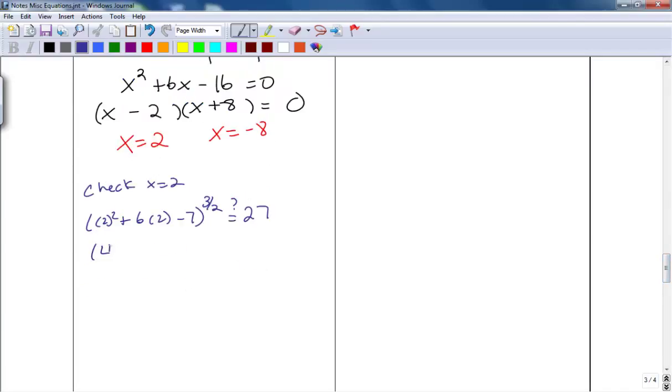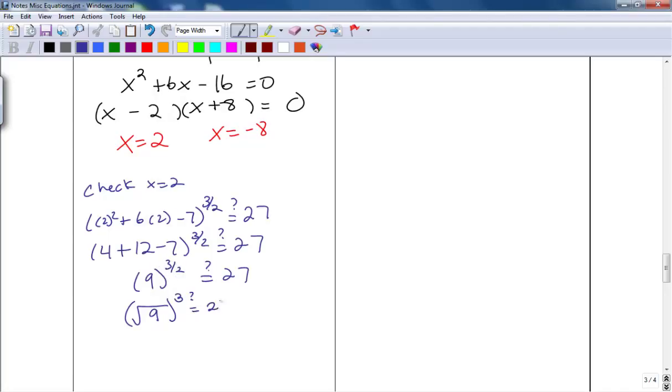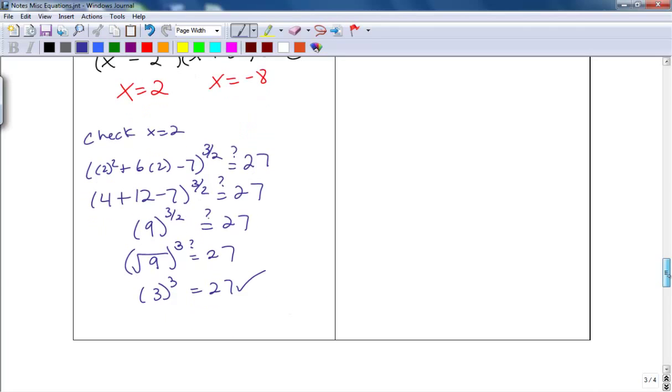Well, I don't know. Let's work this out. Well, 2 squared is 4, so I have 4 plus 6 times 2 is 12 minus 7 raised to the 3 halves. I'm still trying to figure out if this equals 27. Well, 4 plus 12 is 16 minus 7 is 9. So this is 9 raised to the 3 halves power. Remember, 9 to the 3 halves means the square root of 9 cubed, right? The square root, because that's your index of 9, and then cubed because the numerator is the exponent that you're raising it to. So let's see, the square root of 9 is 3, and 3 cubed, does that equal 27? Yep, that works out. So x equal 2 is a good answer.